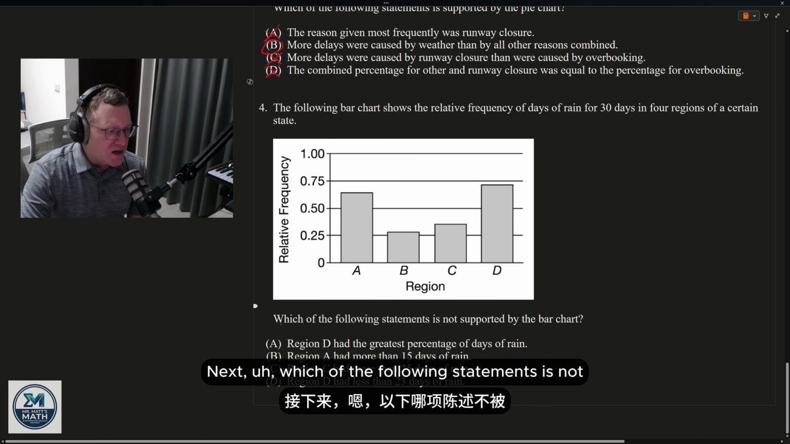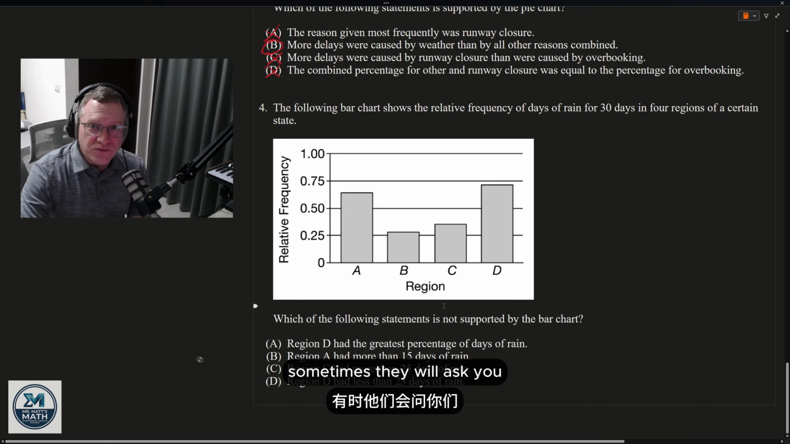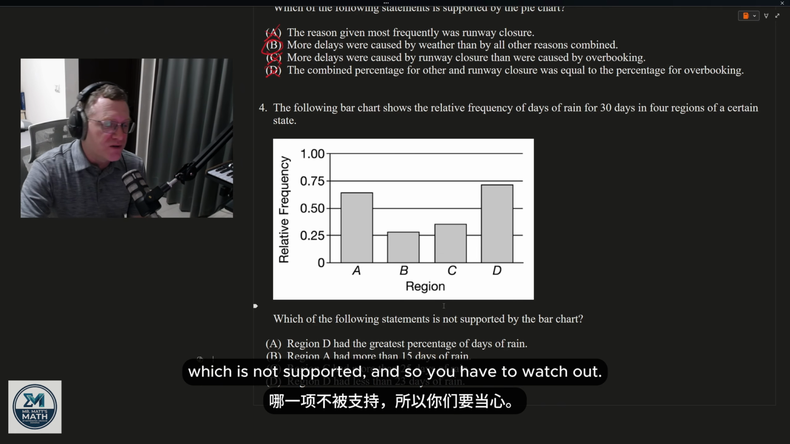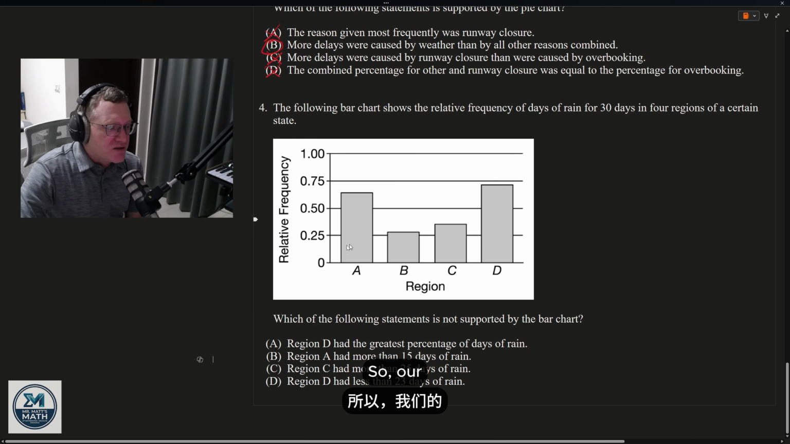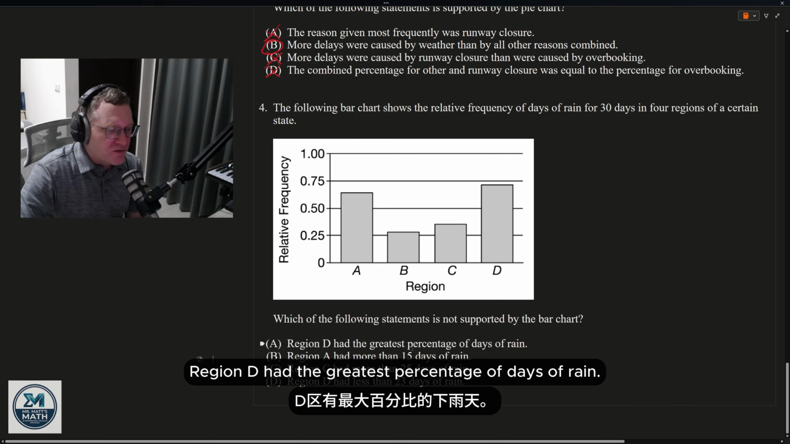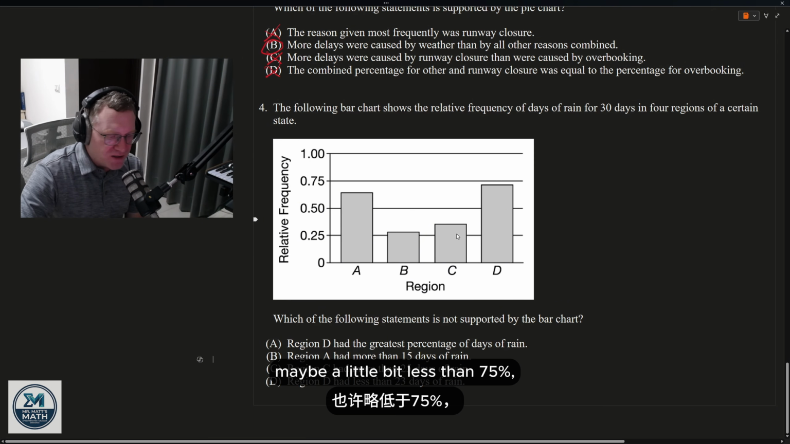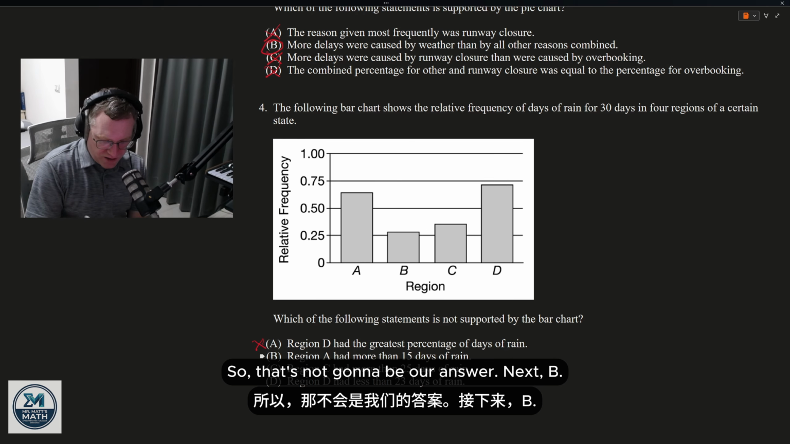All right, next, which of the following statements is not supported by the bar chart? So be careful. Sometimes they will ask you which of these statements is supported. Sometimes they might ask you which is not supported. And so you have to watch out. Make sure you read the question carefully. So region D had the greatest percentage of days of rain. So yes, it looks like that one has the highest percentage, maybe a little bit less than 75, maybe like 74, 73. So that is supported. So that's not going to be our answer.